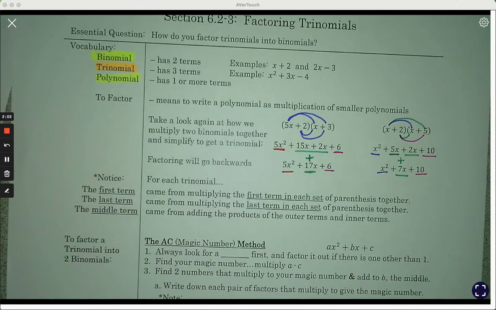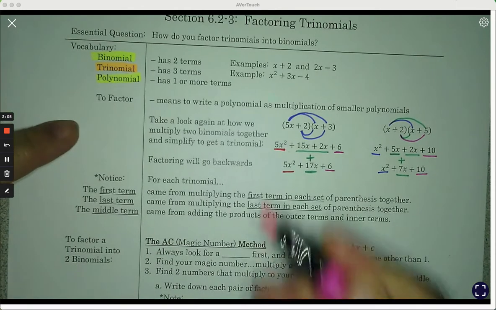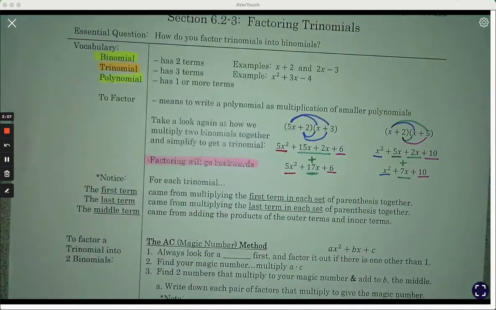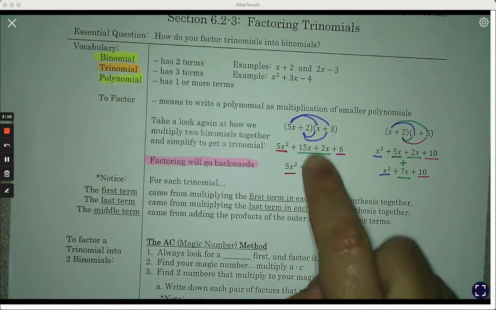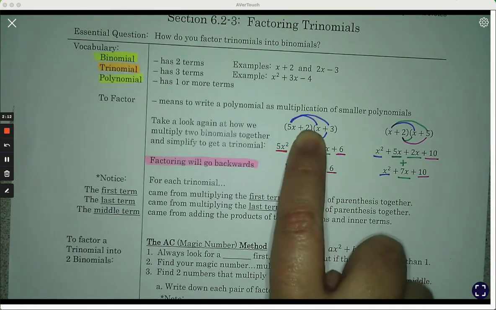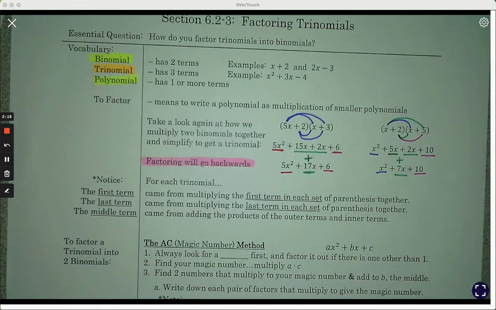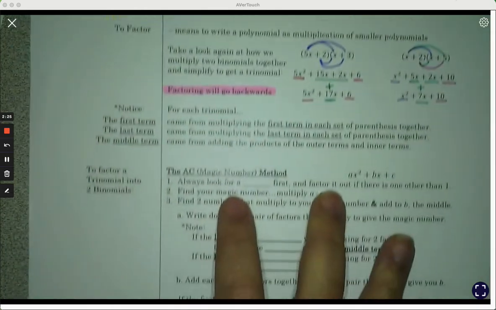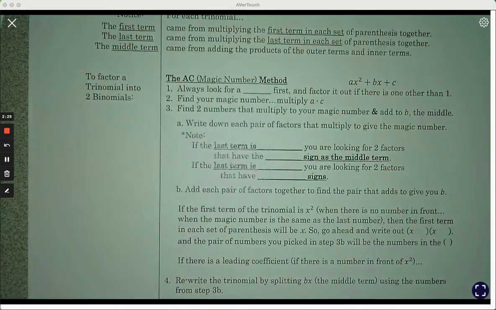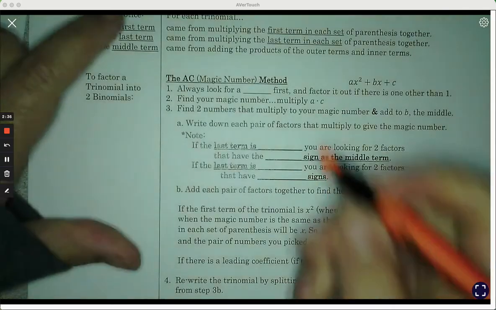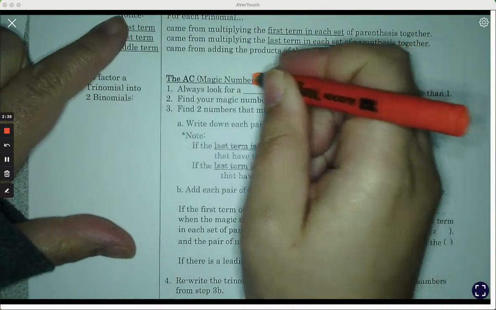So it's very important to remember that factoring goes backwards. So we're going to start with the answer and we're going to try and get our two factors, okay? We're going to start with the polynomial, we're going to break it down into two separate polynomials, okay? So, to factor a trinomial into two binomials, there's a lot of different ways you can do it, but the way that college prep teaches is we call it the AC method, or the magic number method, okay?